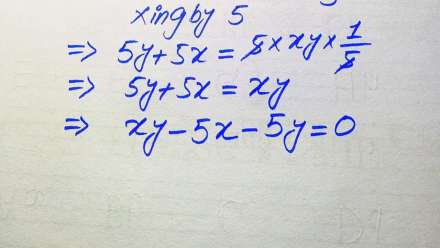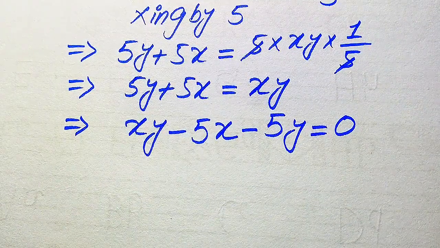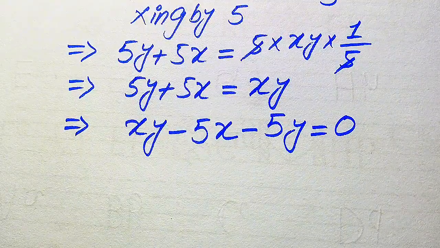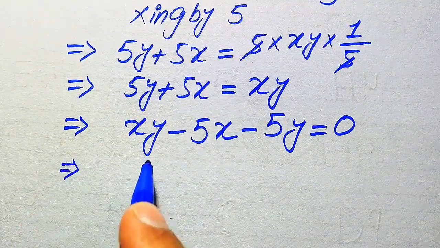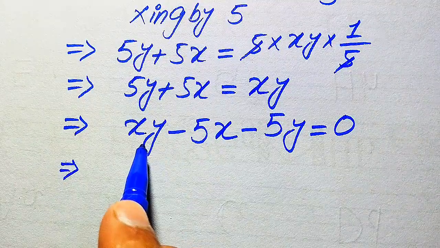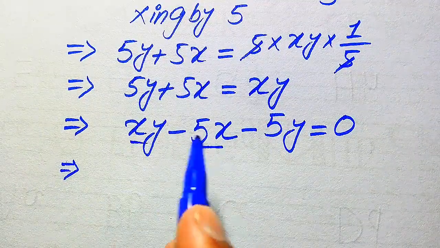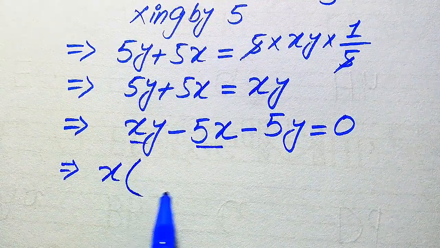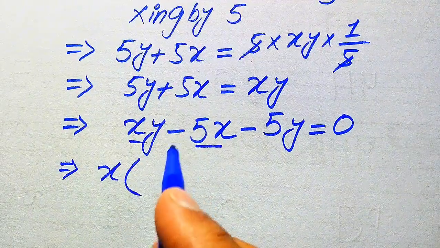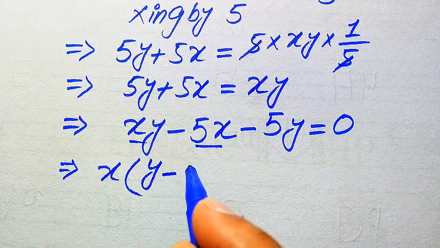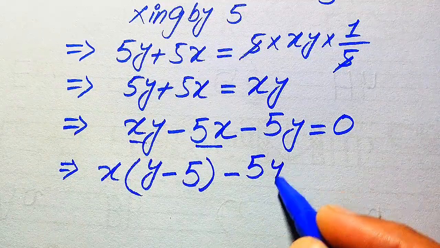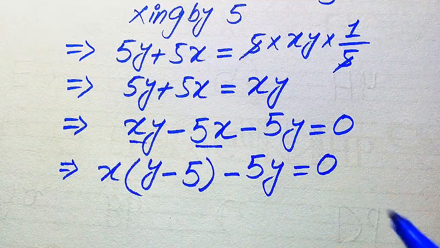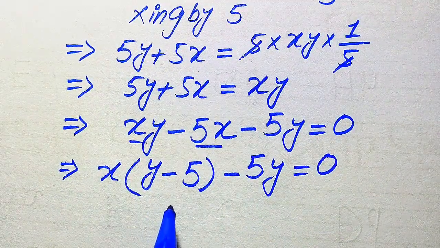So further here we need to make the factors of this equation, and in order to make the factors we need to add some terms here. So now if you see here, in the first two terms we have x as the common term. So when we take x common from here, the remaining value is y minus 5, and from here we get minus 5y is equal to 0. So this is our one factor.